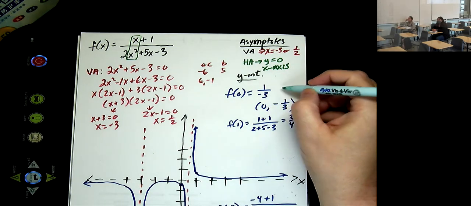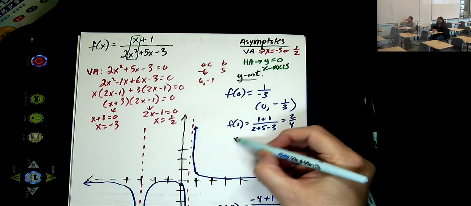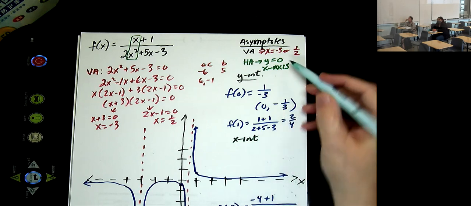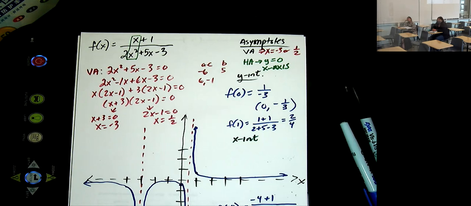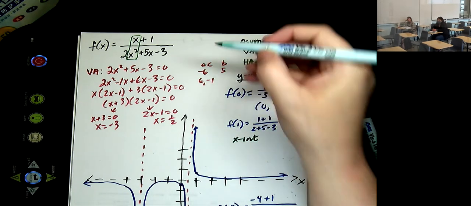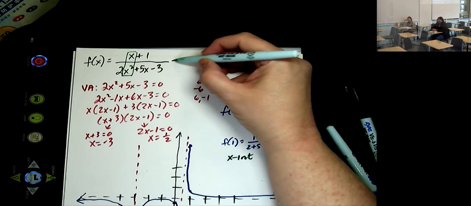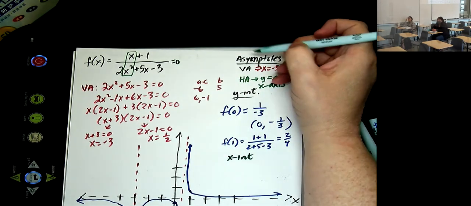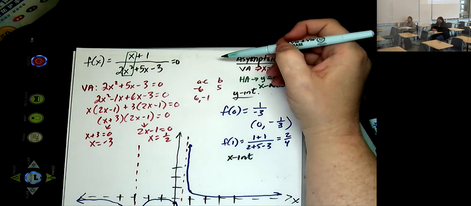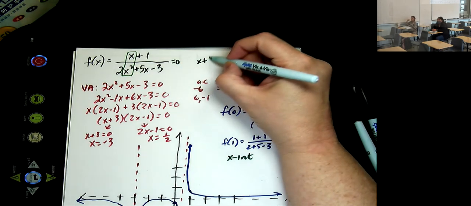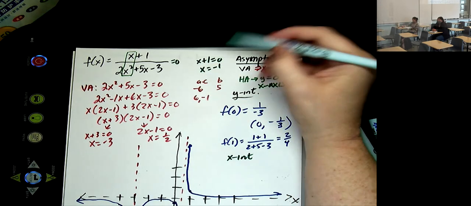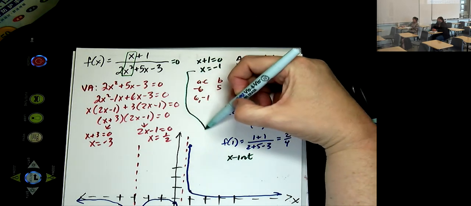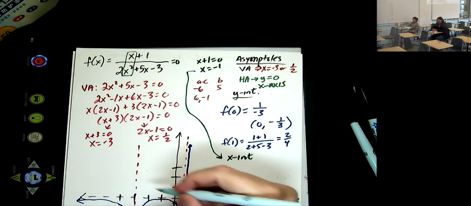This was the y-intercept, but what about the x-intercept? Just because the horizontal asymptote is y = 0, that only applies at the edges. It can cross near the middle. And we know it does if we set this equal to 0. If I set that equal to 0, I could multiply through by the denominator and I get x + 1 = 0. X equals -1. That is my x-intercept right there.